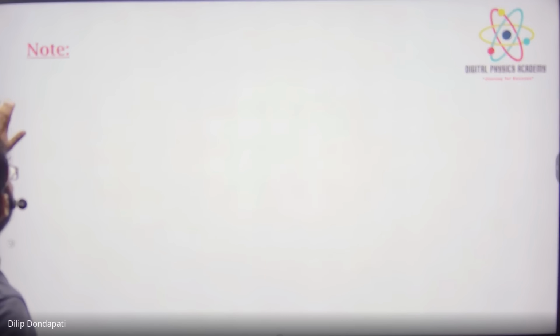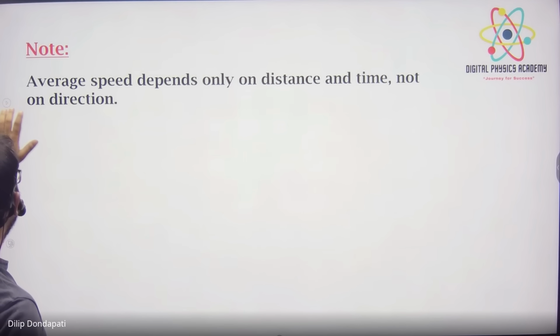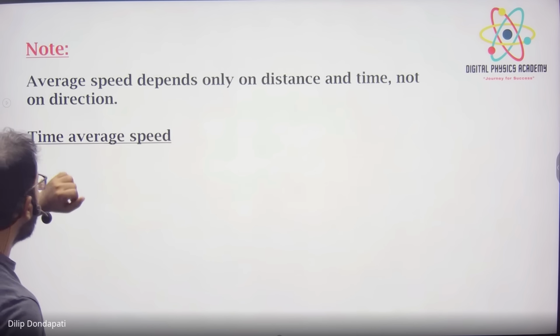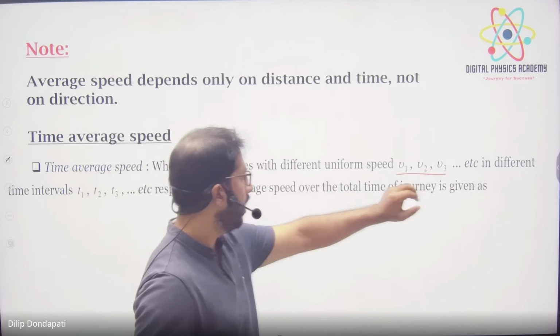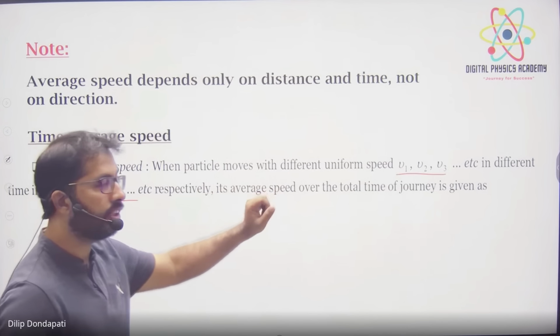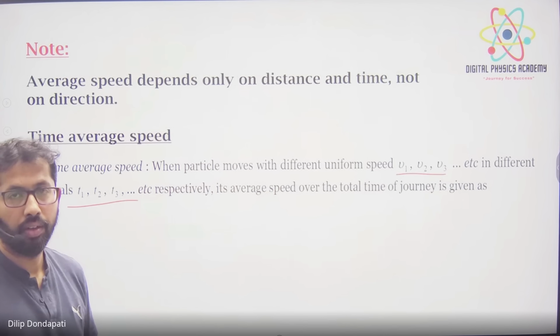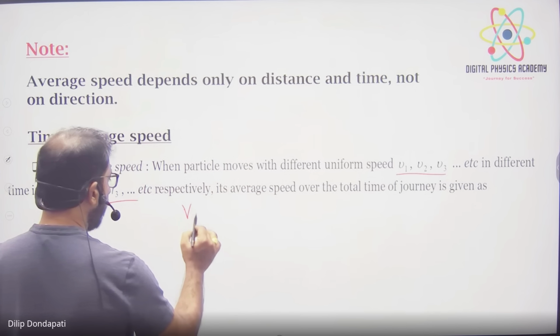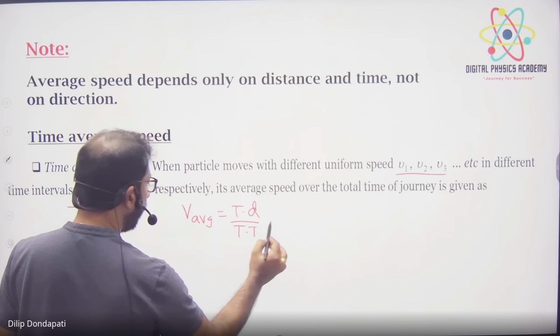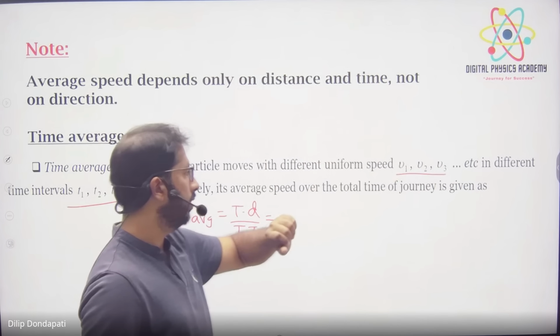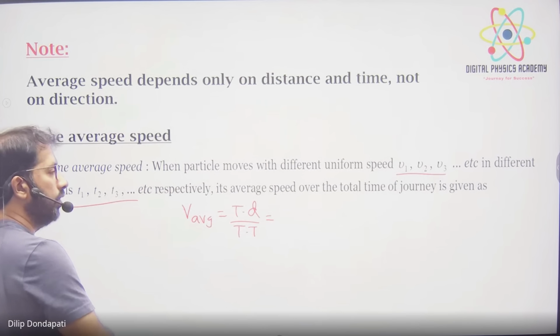Now in this there are some sub cases. Average speed depends on distance and time. Suppose you know only speeds and times. Then how to find average speed? The distances are not given. The basic formula of average speed is total distance by total time taken. Distance you don't know, but you know speeds and you know times. Then how to find this one?